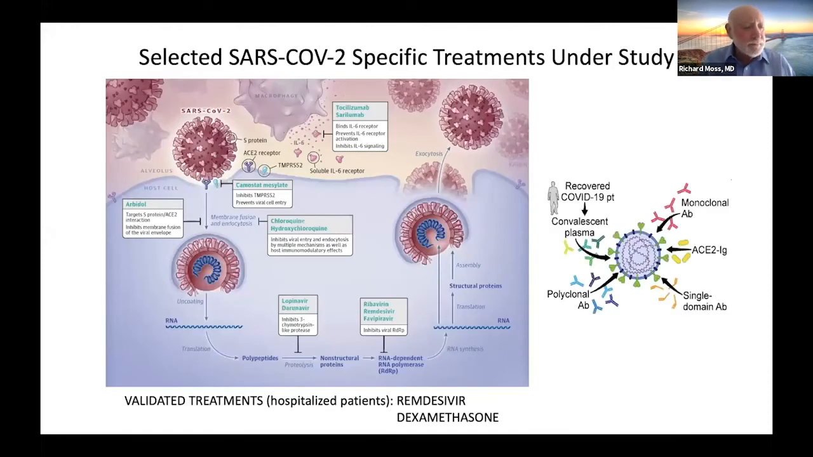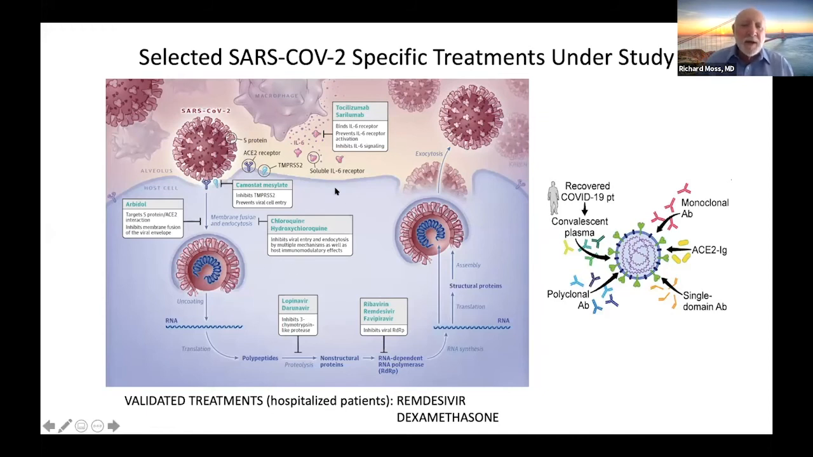Let's turn to treatment. A number of treatments have been looked at, a large number. So far, only 2 measures have been found specifically effective in hospitalized patients. The antiviral drug remdesivir, which is shown down here. It inhibits one of the enzymes necessary for the replication of the virus. And a steroid, dexamethasone, which is widely available and also has been found to be helpful in hospitalized people.